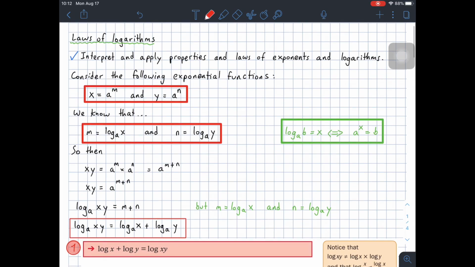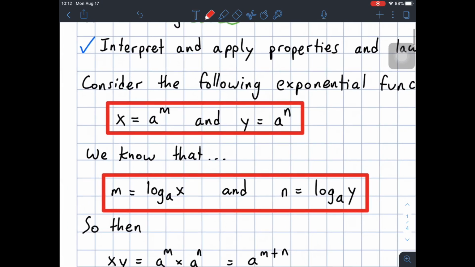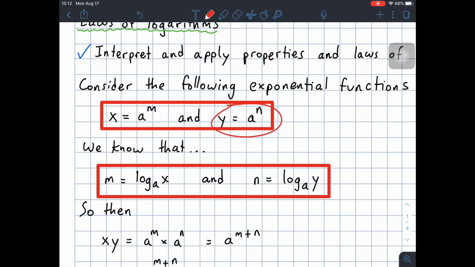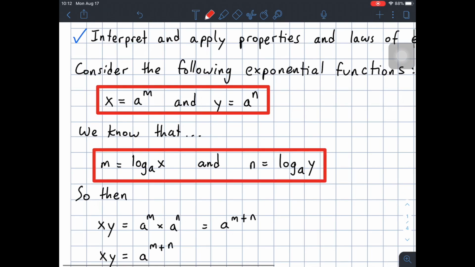So we're going to start by doing the following. Consider the following exponential functions. And we're going to consider this too. x is equal to a to the power of m and y is equal to a to the power of n. Okay? So same base, but different exponents.